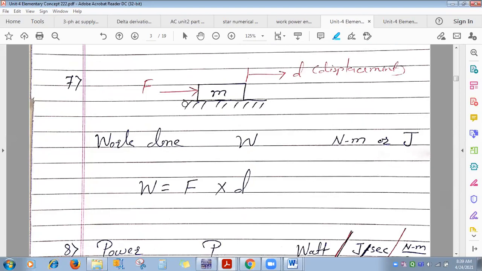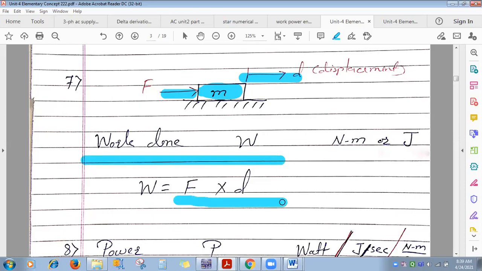Now, the same thing: a body with mass m resting on the floor, when you apply some force, some displacement will be there. Displacement you can denote by small x or small d. In this case, work is done. So work done is force into displacement. Force is in Newton and displacement is meter, so Newton meter, or work done is in joule also, as the unit.